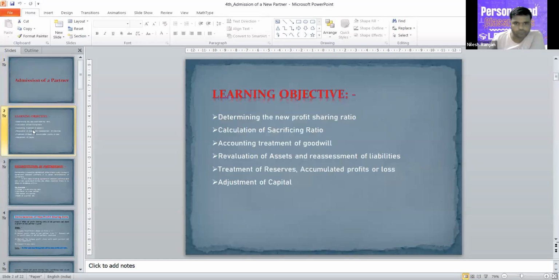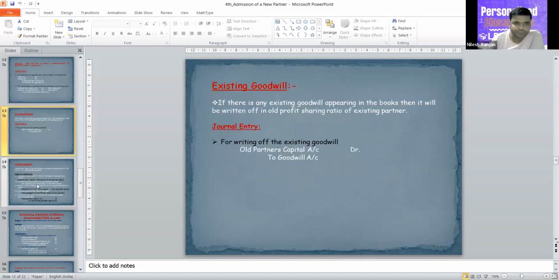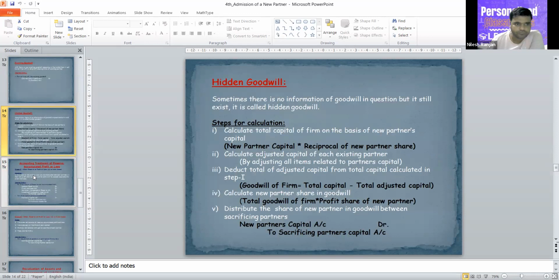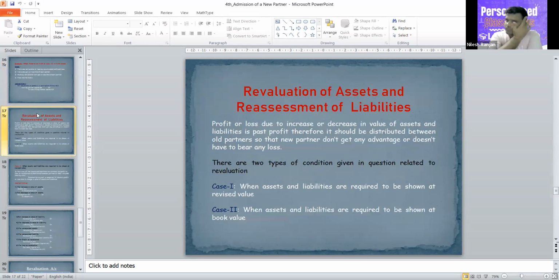So goodwill part is completed. Next is revaluation of assets and reassessment of liabilities. Do you remember this concept? Yes, sir. Can you tell me the journal entries for revaluation? Actually, how many entries are there?